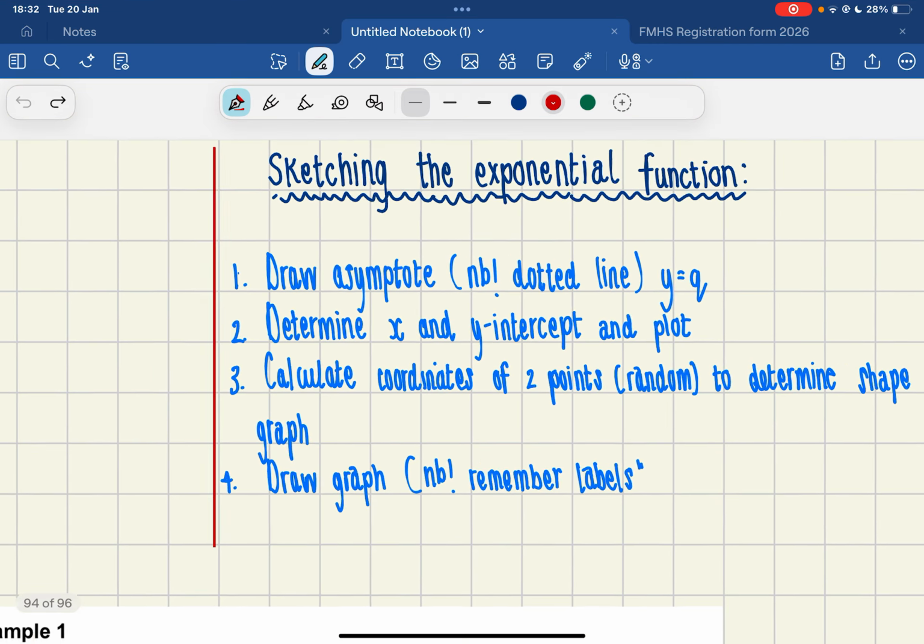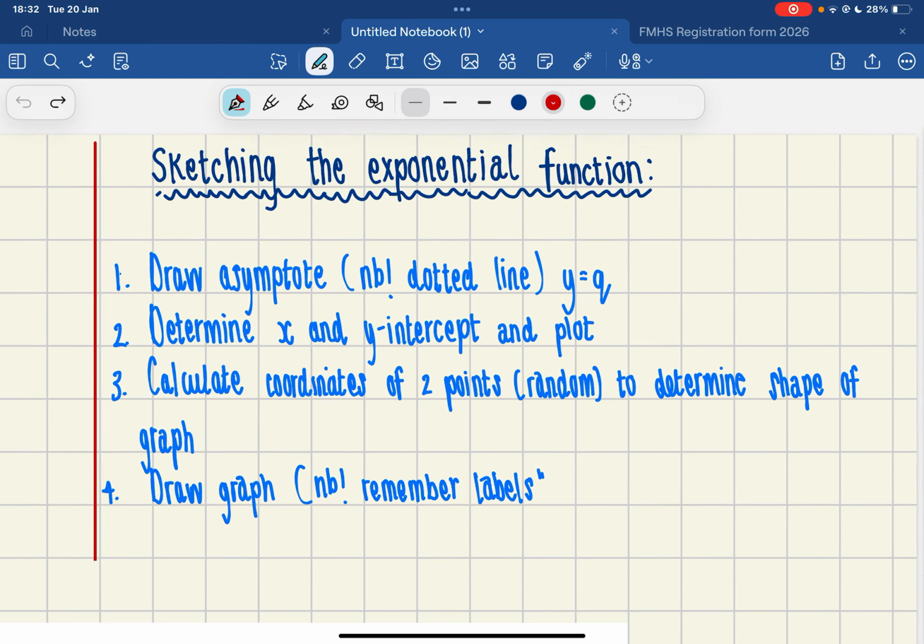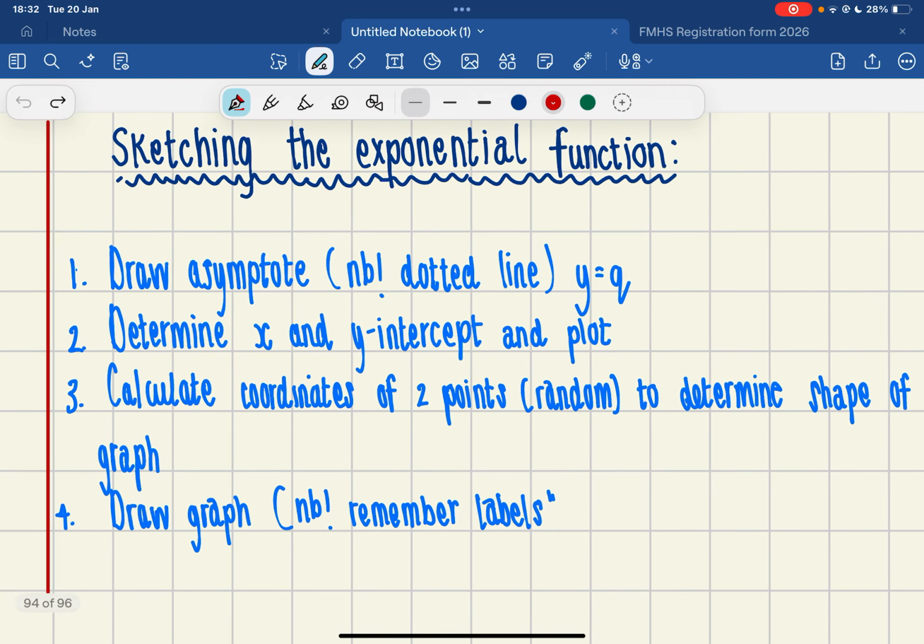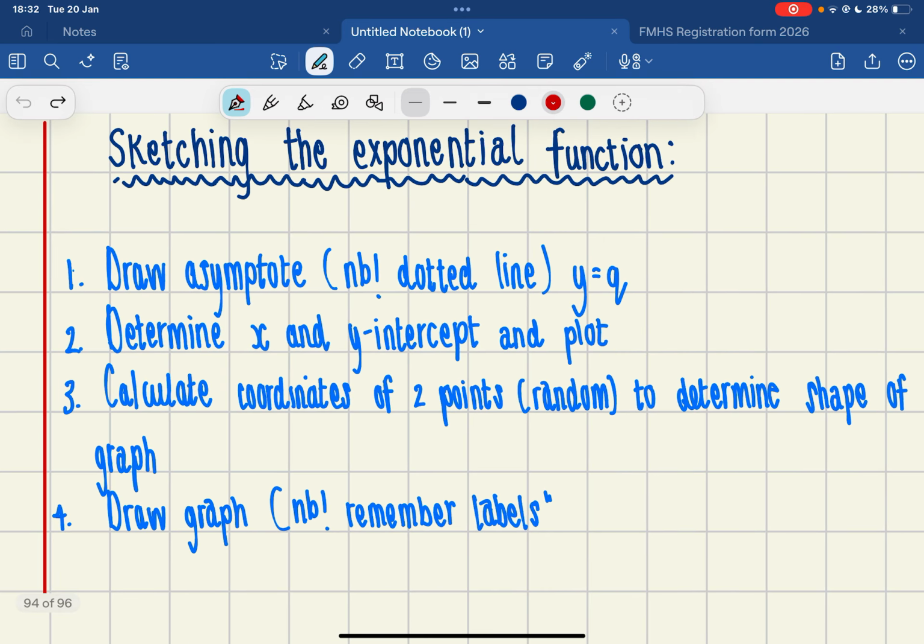Now I want us to quickly refresh ourselves with regards to sketching the exponential function, boys and girls. There are 4 easy steps to sketching an exponential function. So the first thing you would do is you draw the asymptote. And remember, when drawing your asymptote in your function, your asymptote would be described as y is equal to q.